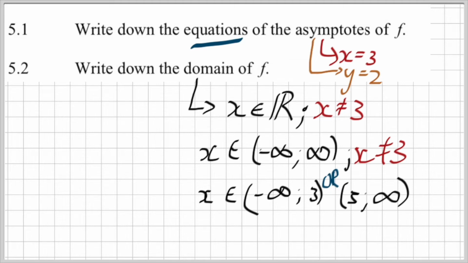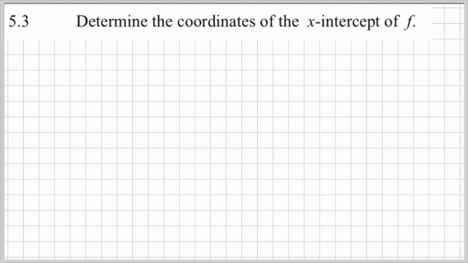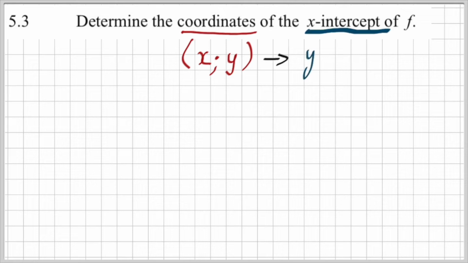Let's look at the next question, 5.3. Determine the coordinates of the x-intercept. So I need an x and a y value. In other words, y is automatically 0.